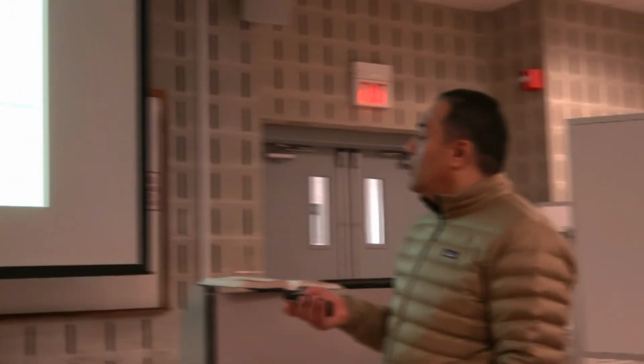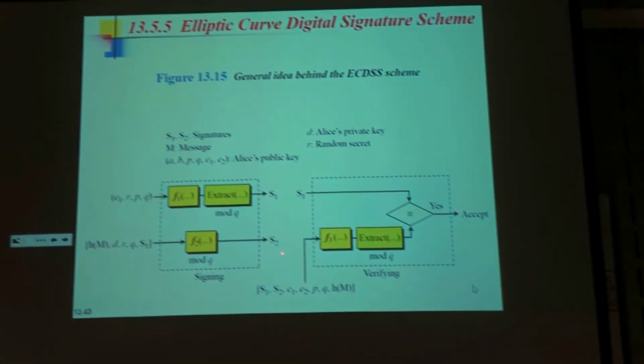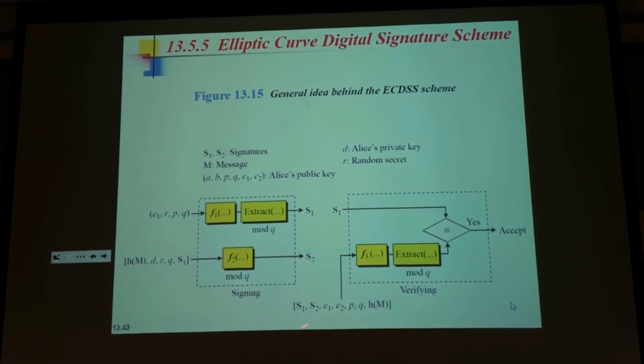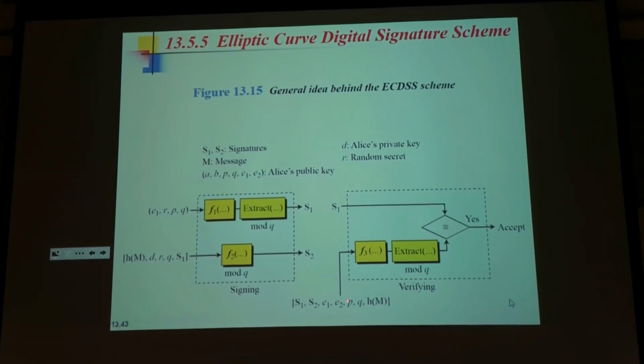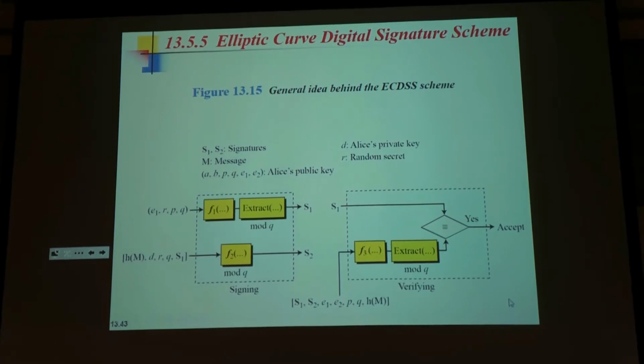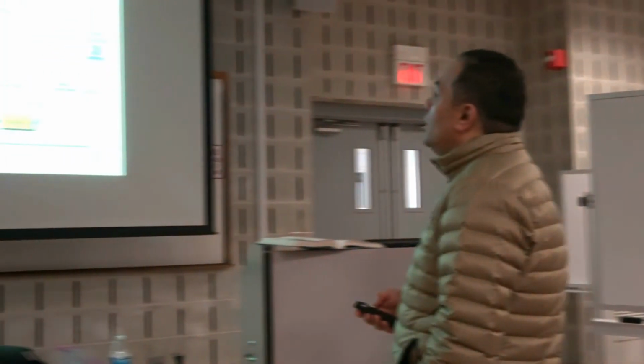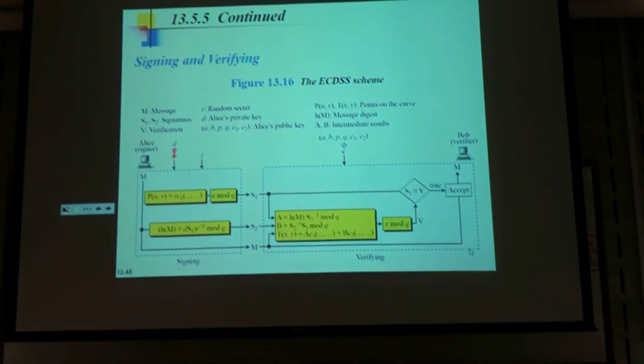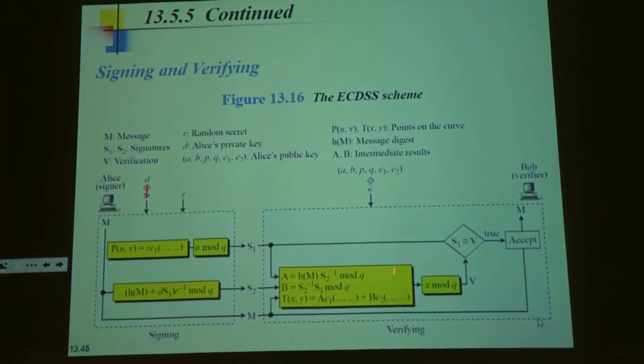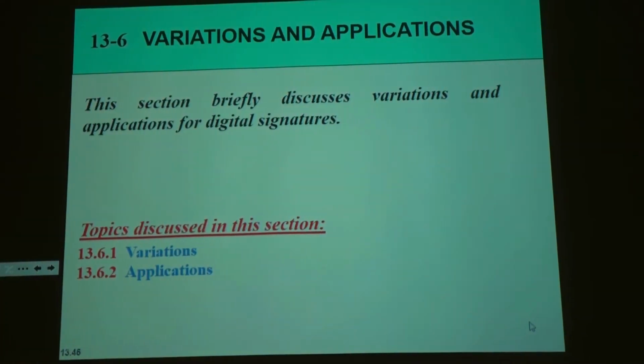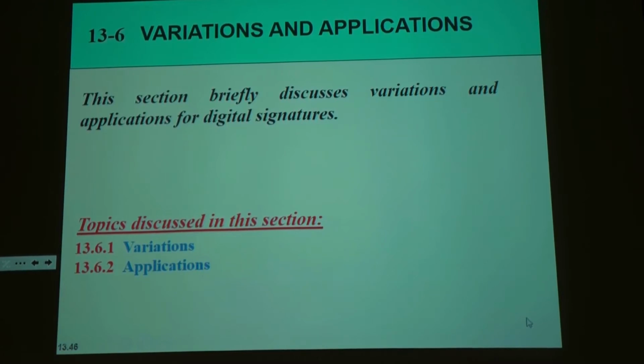So again, you generate S1, S2, and you send S1, S2, E1, E2, P, Q, and then you calculate the verifier and compare it with S1. If they are equal, then accept. If not, reject. So nothing new. You have to know these protocols, how they work. We already explained that in a previous lecture. Same thing. How to verify? Again, verify the signature.